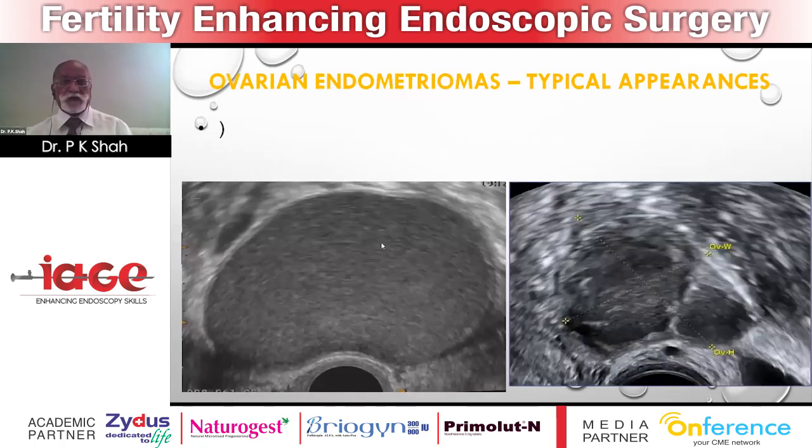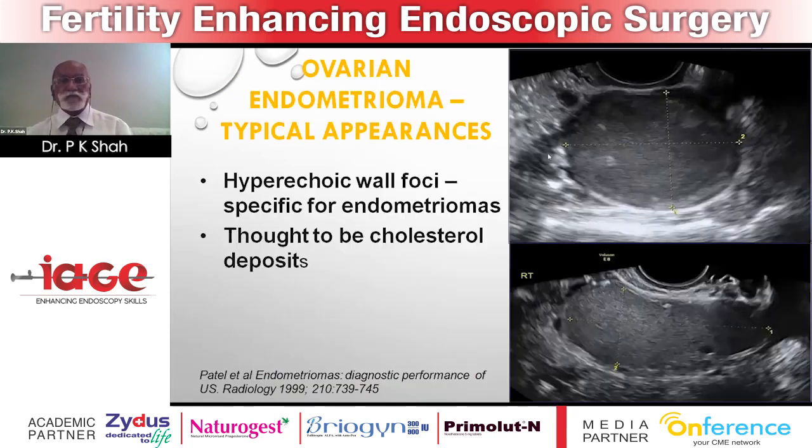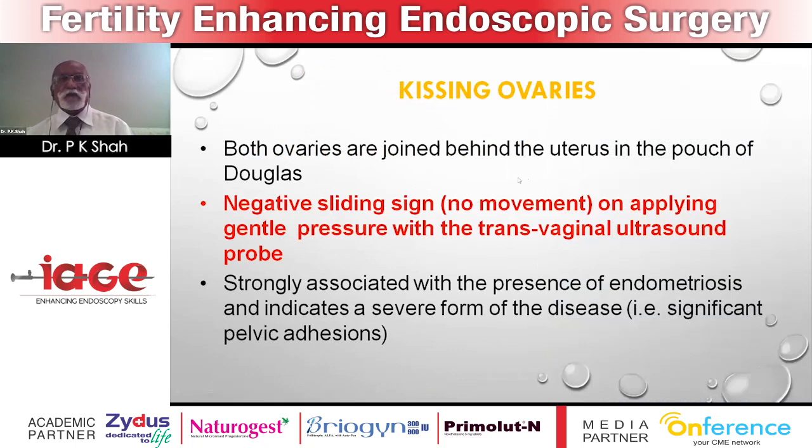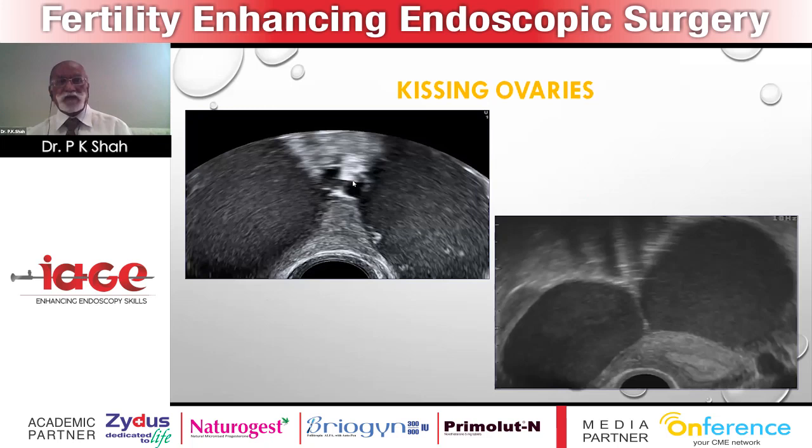It's a very typical picture of a chocolate cyst, and this is a septated chocolate cyst. You can have a hyperechoic wall like this because of deposition of cholesterol. Kissing ovaries: the negative sliding sign is there when you have kissing ovaries, that there is no movement on applying gentle pressure with a transvaginal probe. And these are the kissing ovaries, and they usually have adhesions between themselves.